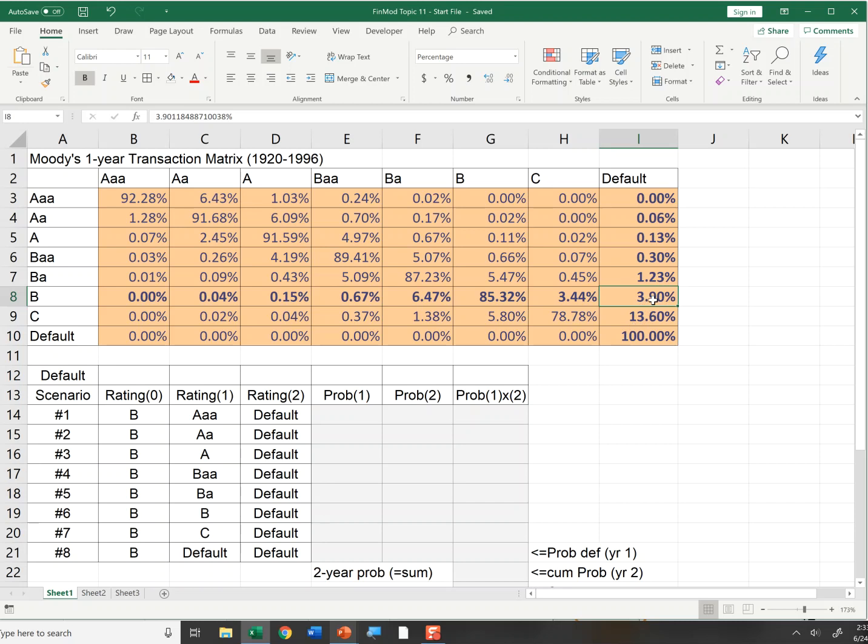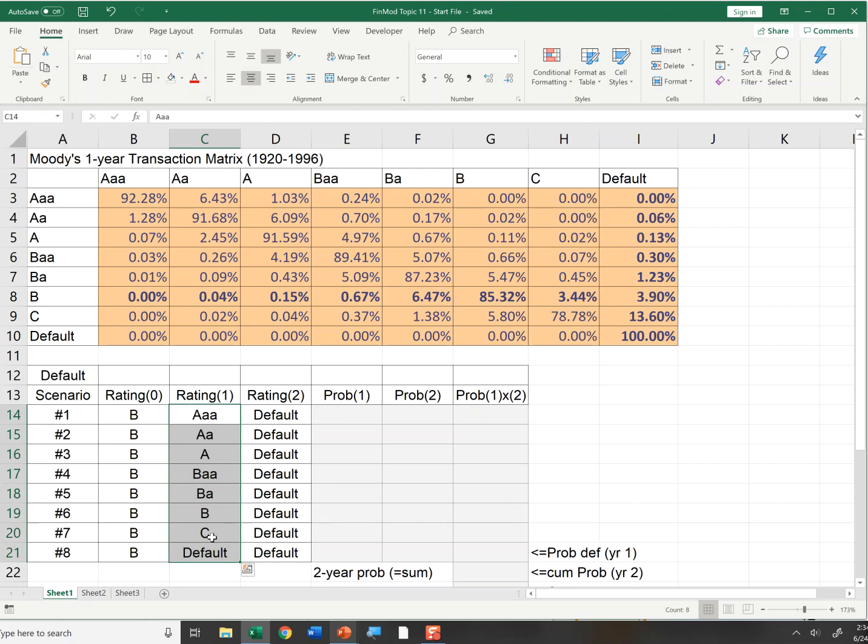And the answer is it's not 2 times that number, because we have to look at the probabilities that that B-rated bond could be upgraded, downgraded, and default within both years. So it's a little more complicated. Based on these ratings, there are 8 ways for this bond to die in 2 years. Let's say, again, under these 8 scenarios, this bond starts off with a B rating. At the end of 1 year, that bond, in theory, could have any rating, including default.